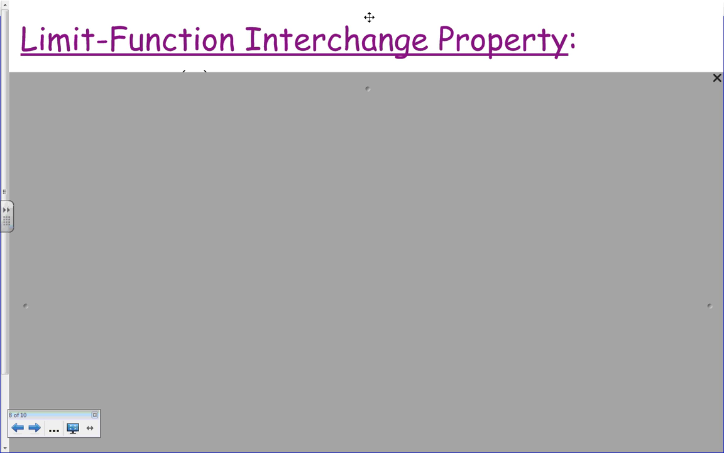Limit function interchange. In other words, it allows you to interchange a limit and a function. Swap the order that they're in, in essence. And we'll need this in order to use L'Hopital's to help us evaluate the power form. In fact, that's the only time you'll need to use this. If your limit starts out in that power form, then we're going to have to use the limit function interchange property.